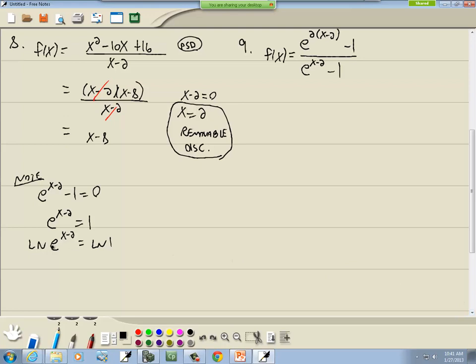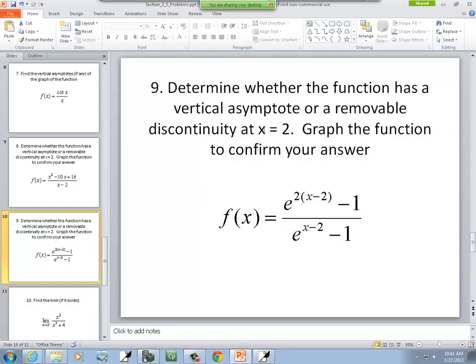And we've got a property. It says natural log and e cancel each other away, so we're left with x minus 2. And natural log of 1 is 0. So then take negative 2 over, and I get a positive 2. So that's how, on problem number 9, the directions came up with what's happening at x equals 2. It's got a discontinuity there no matter what.